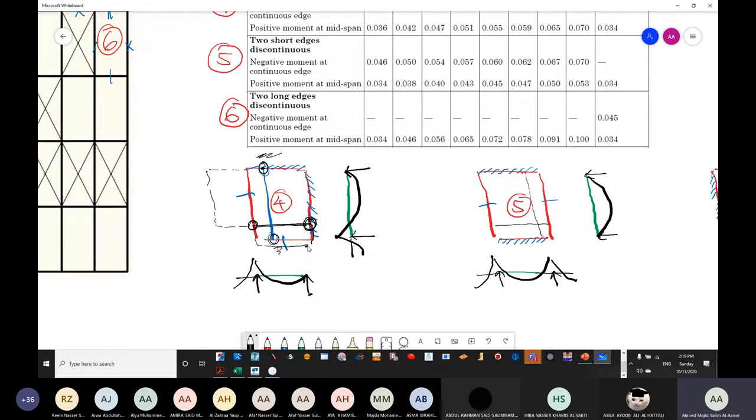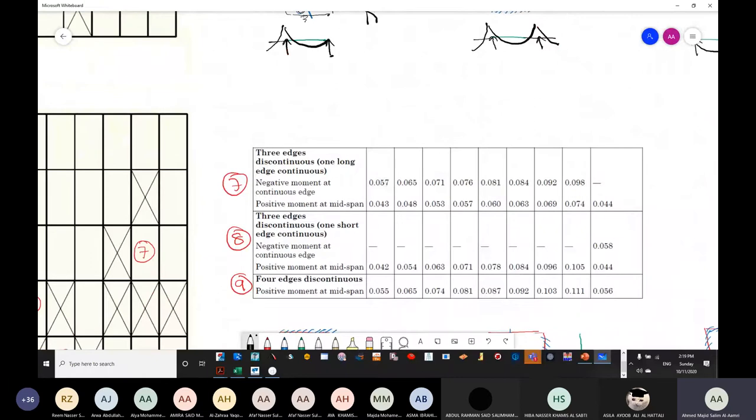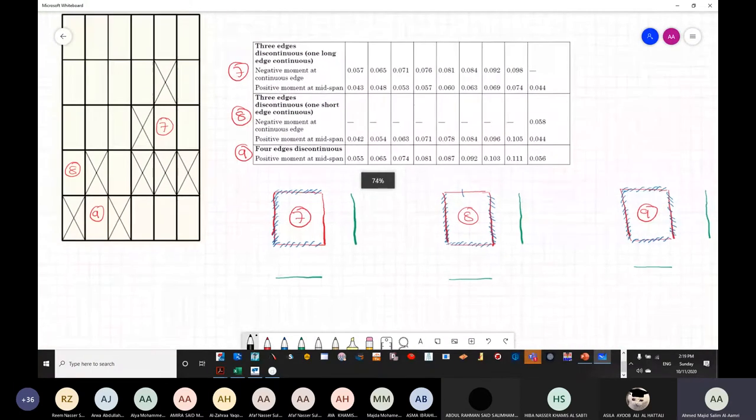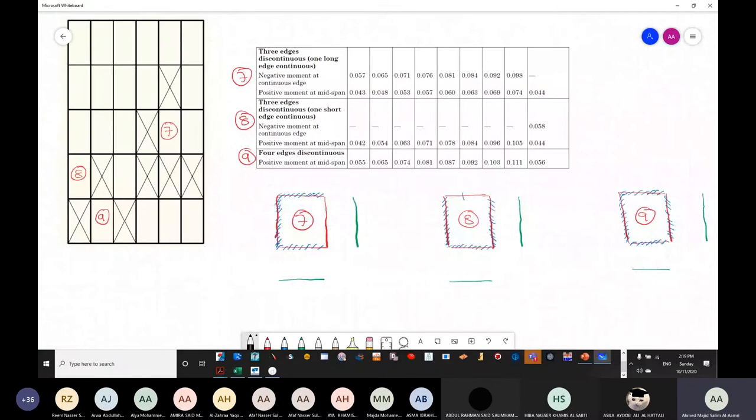Okay. Going for cases 7, 8, and 9. So cases 7, 8, and 9. Once again, return back to the drawing and you will understand. Case 7 says two or three edges discontinuous, only one edge continuous. So three are discontinuous, one is continuous, which is long. If we see case number 7, it is discontinuous from here, from here, from here, only one side continuous, which is long.